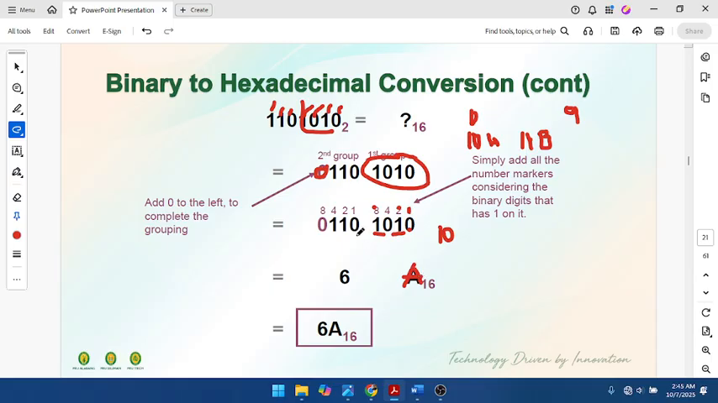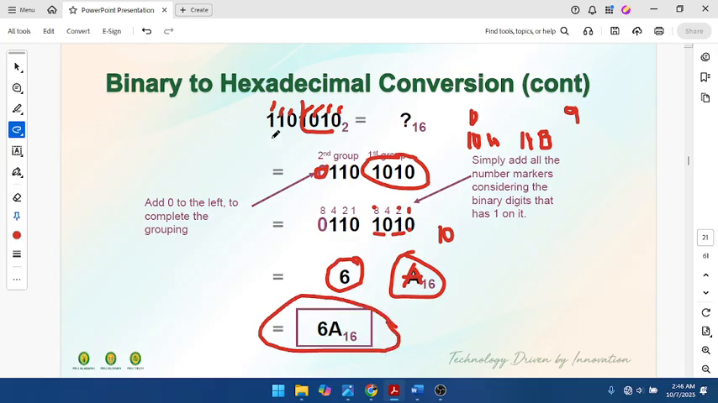Okay, so next group naman, there are only 2 digits in the middle. We have 2 and 4, so you have to add 2 plus 4 is 6. So you combine now the first group equivalent to 6, and the second group equivalent to 10, which is represented by A. So 6A base 16. That would be our hexadecimal value from the binary 1101010.